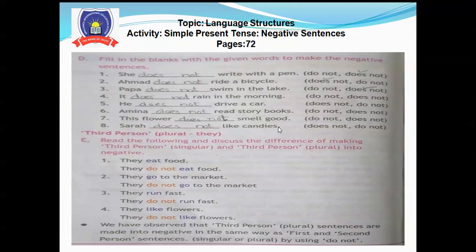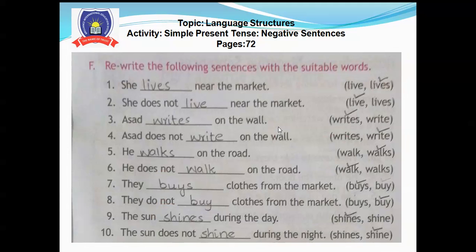Now move to the next page, page number 73. Here is an exercise, exercise F. Rewrite the following sentences with the suitable word. She dash near the market. She lives near the market. She doesn't dash near the market. She does not live near the market. Asad dash on the wall. Asad writes on the wall. Asad doesn't dash on the wall. Asad doesn't write on the wall.